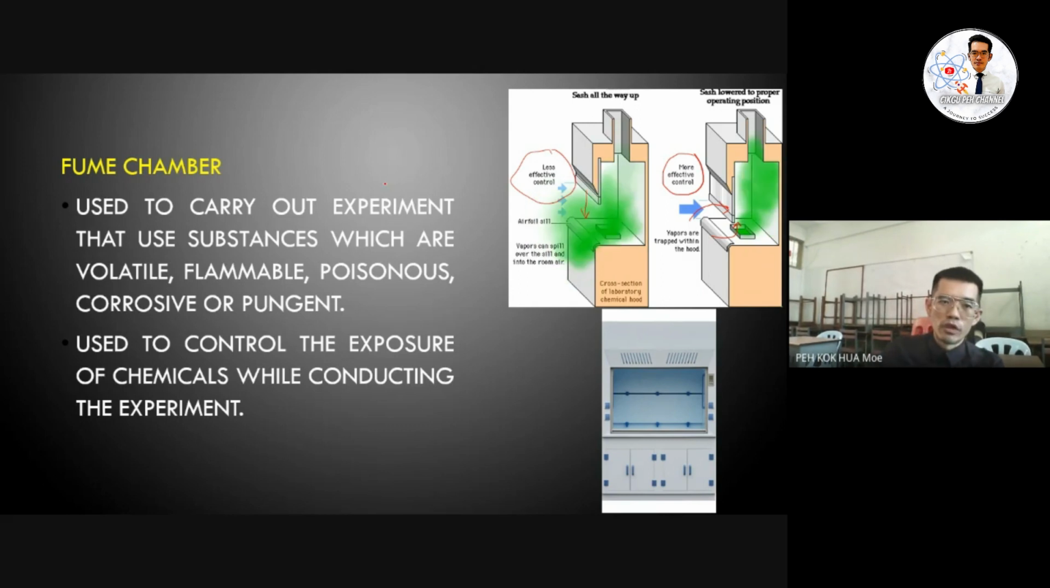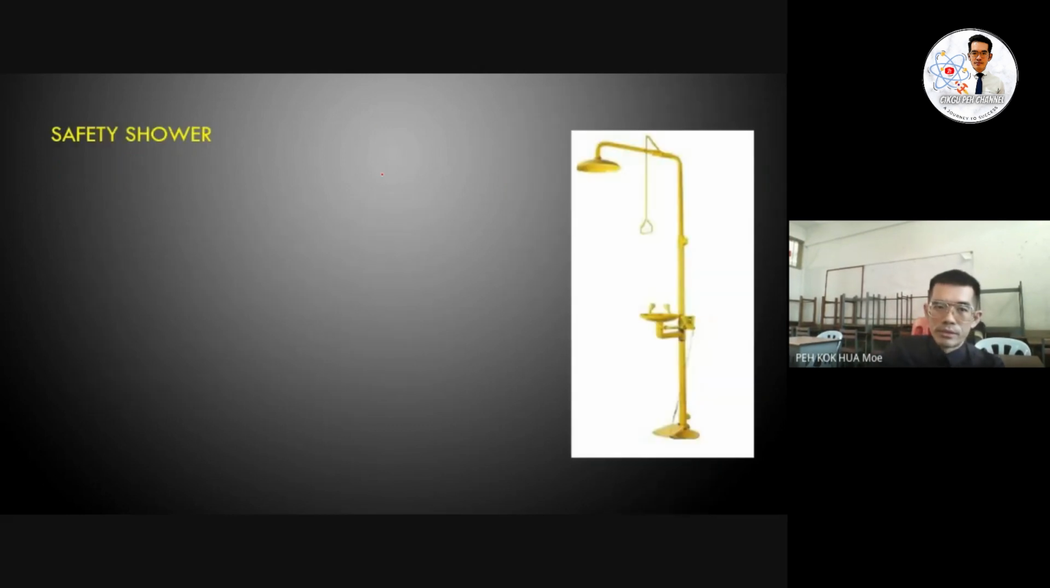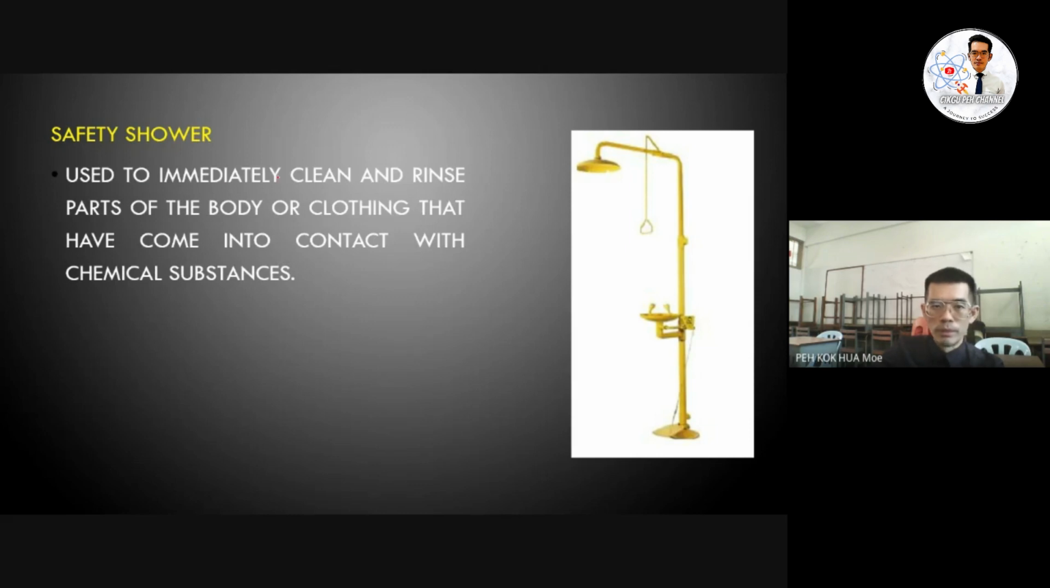So this is a fume chamber, and the last one will be the safety shower together with the eyewash station. We discuss the safety shower first. It is used to immediately clean and rinse parts of the body or clothing that have come into contact with chemical substances. That means if we have a chemical spill or splash on your body, you must rinse under the safety shower, just like the shower at your home.